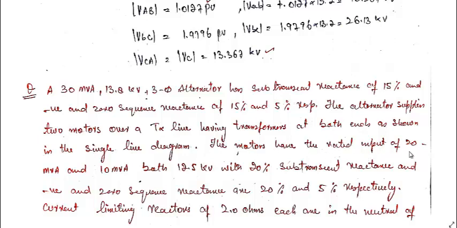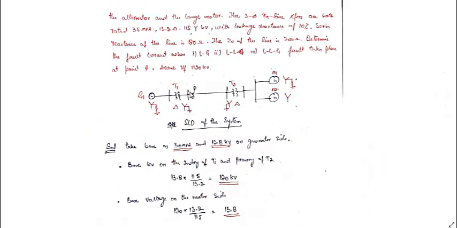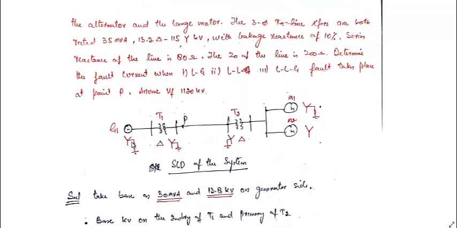The motors have a rated input of 20 MVA and 10 MVA, both 12.5 kV, with 20% subtransient reactance and negative and zero sequence reactance of 20% and 5% respectively. So one motor is rated 20 MVA, 12.5 kV with positive sequence reactance 20%, negative sequence reactance the same 20%, and zero sequence reactance 5%. The second motor is 10 MVA, 12.5 kV, positive sequence reactance 20%, negative sequence reactance 20%, with zero sequence reactance 5%. Current limiting reactors of 2 ohms each are in the neutral of the alternator and the large motor, as shown like this.